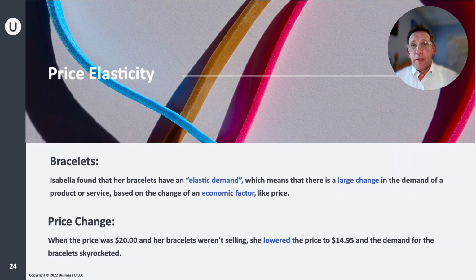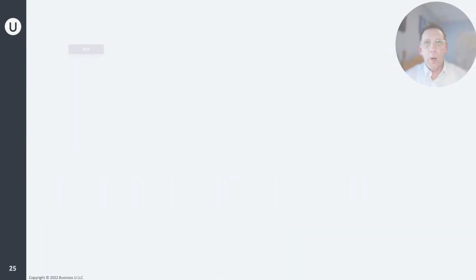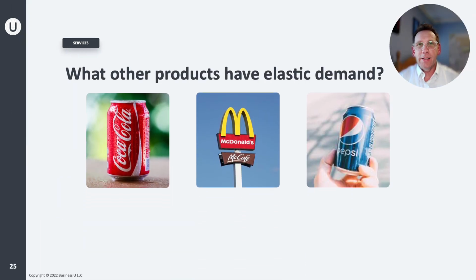So Isabella found that her bracelets have an elastic demand, which means that there was a large change in the demand for her product based on her price, that economic factor. Her price was $20. They weren't selling, they weren't moving, so she lowered her price. Okay, her price went down to $14.95. The demand for the bracelets skyrocketed. It went up tremendously.